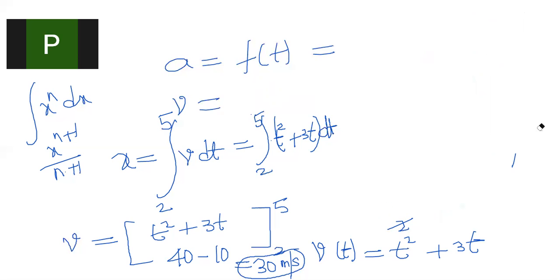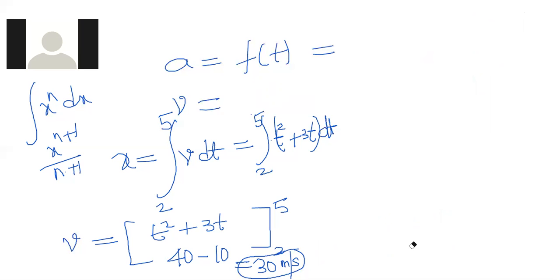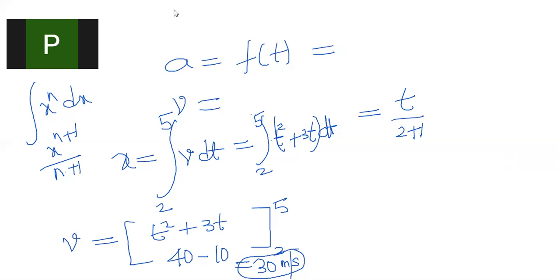What have I written there? X power n plus 1 by n plus 1. Like that, what will come here? 2 into t power 2 plus 1 by 2 plus 1, plus t power, what will come? 3. 2 plus 1 by 2 plus 1. Understood how this 3 power came? It's simply 2 plus 1.